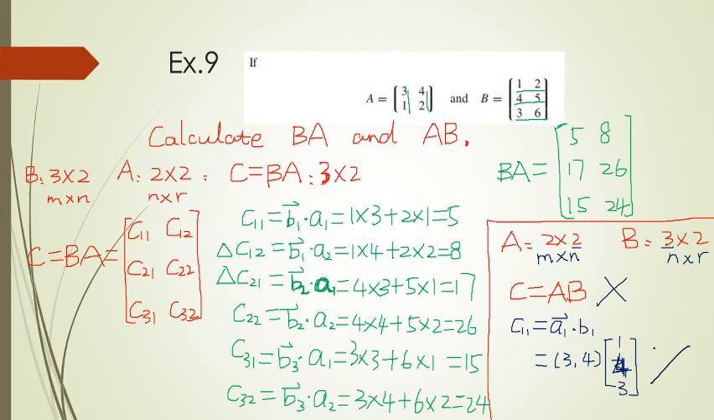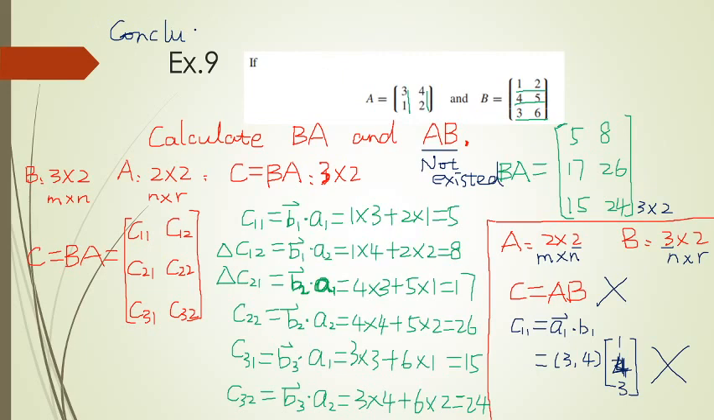Okay? So for this example, we can calculate BA. BA gives a matrix 3 by 2. But we cannot calculate AB because their format does not match. Or we will see A times B does not exist. So what does this mean? A times B and B times A, they are not equal to each other usually. That is the conclusion.